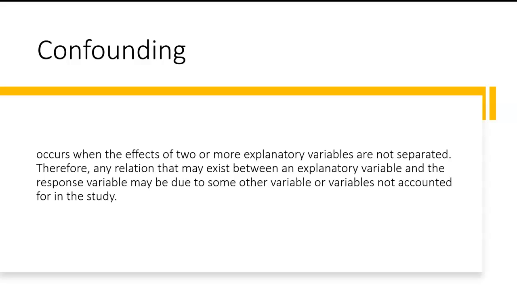Now, the reason we cannot make those causation claims is because with observational studies, you cannot control variables, and therefore you may get what's called confounding. This occurs when the effects of two or more explanatory variables are not separated. So there could be some other type of variable explaining what's happening to the response variable. All right, and this may be due to some variable that's also in the study, or it could be due to some variable that we didn't even know about.